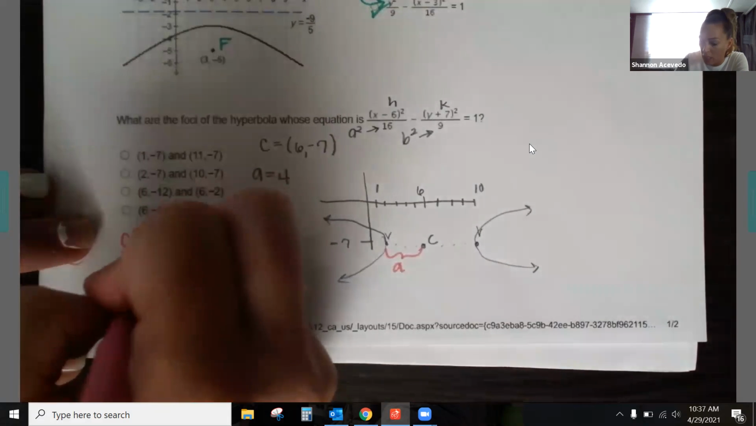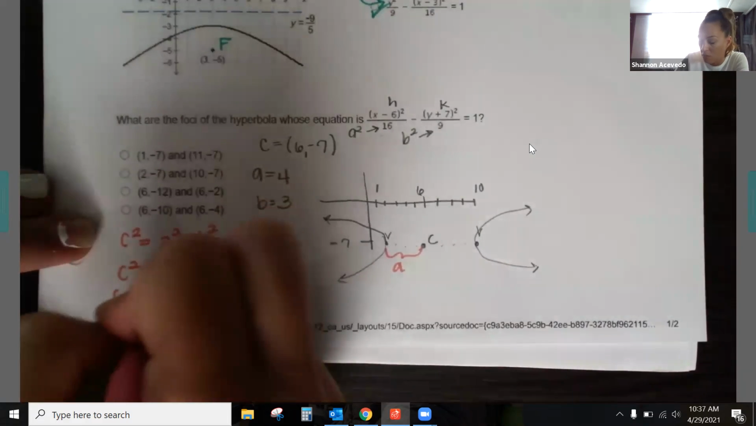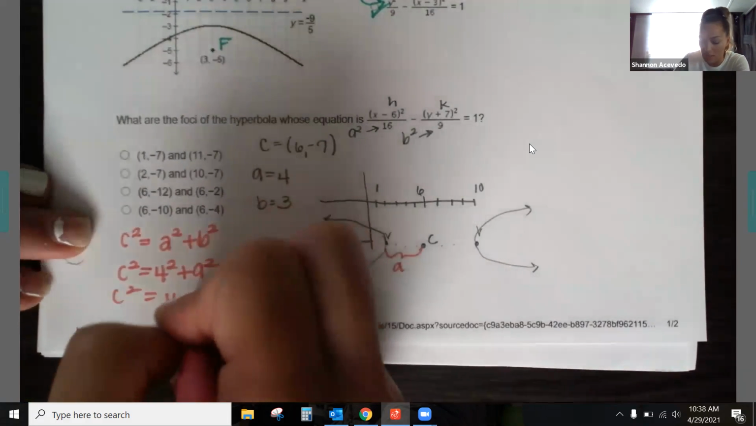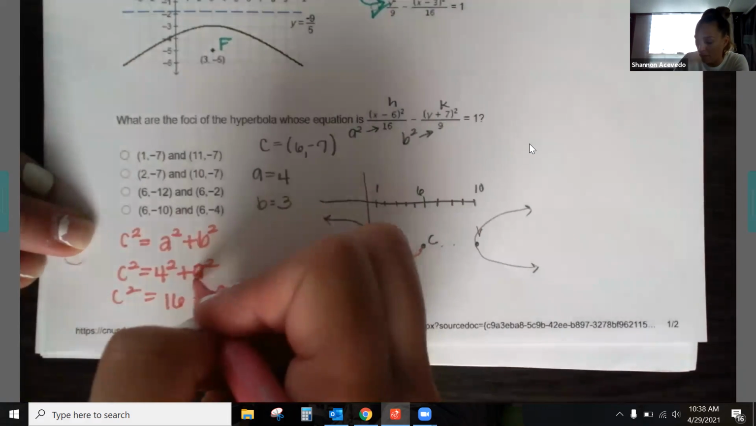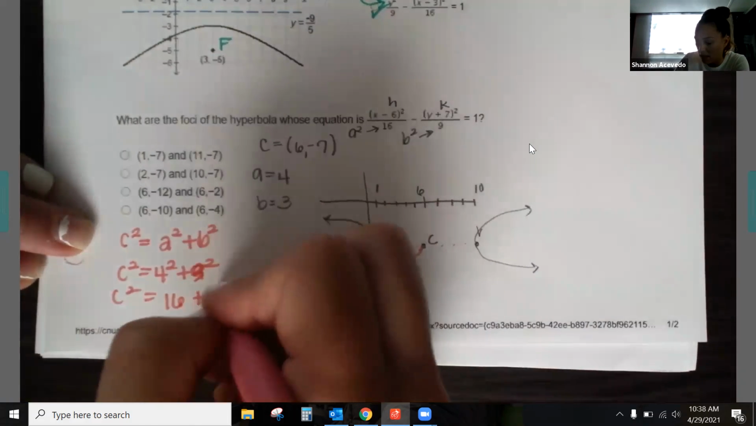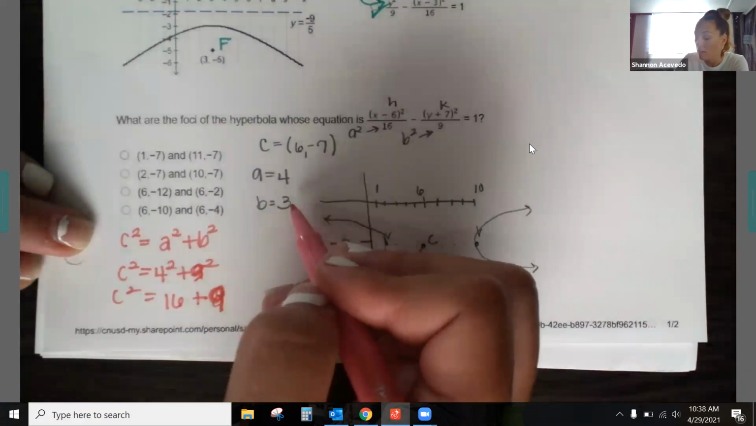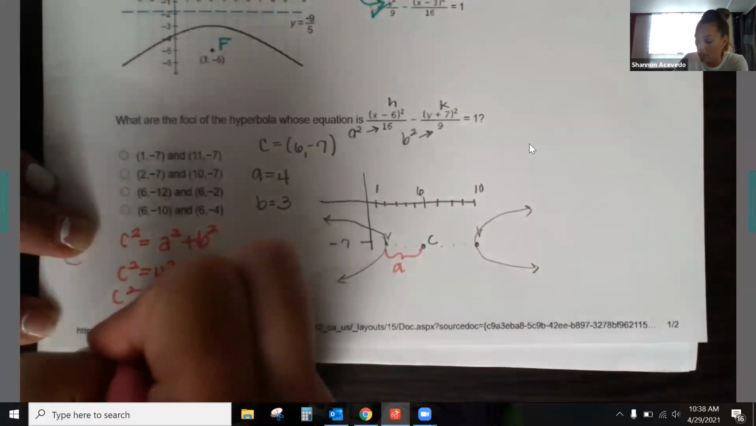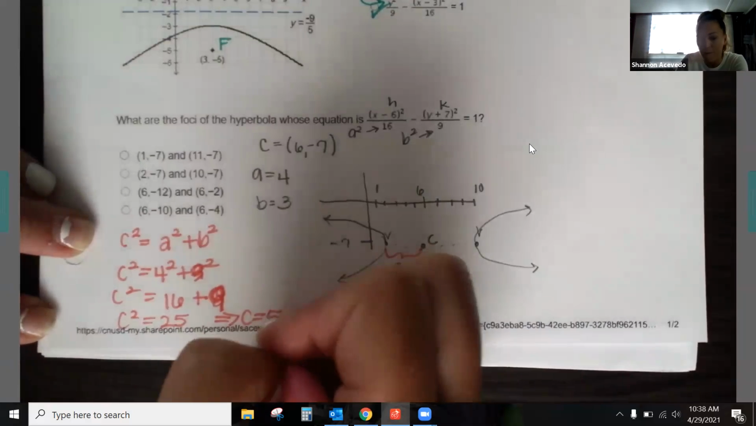So C squared is equal to 4 squared plus 3 squared. C squared is equal to 16 plus, oops, I said 9 squared. I was already squaring it. Sorry, 16 plus 9. I wrote it already squared. And then C squared is equal to 25, which means then that C is going to be 5.